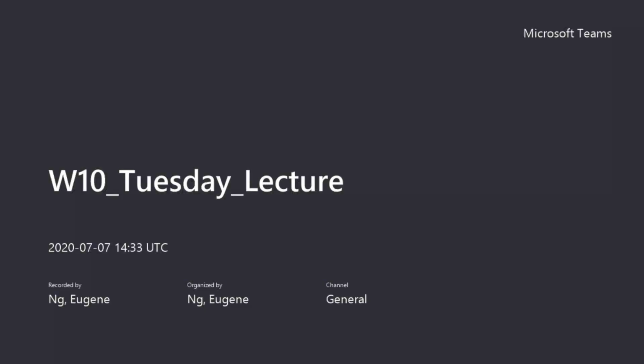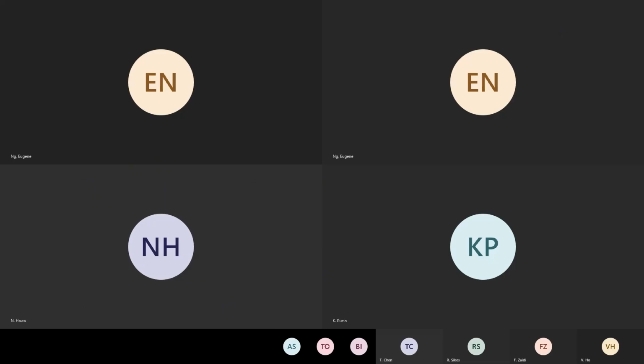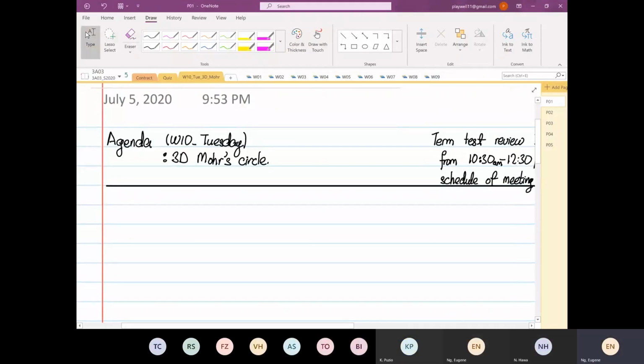Okay, good morning. So today we're going to do 3D Mohr circle. Don't worry, with 3D Mohr circle we're still dealing with circles. It does not mean that we're dealing with a cube, I mean a sphere. Okay, so it's still 2D. It's still circles.